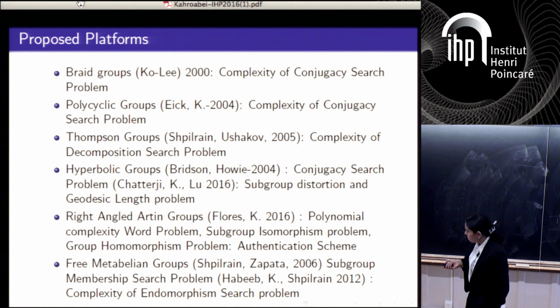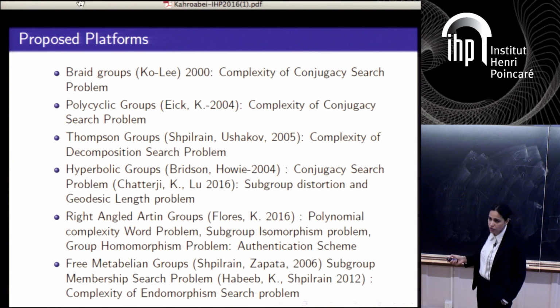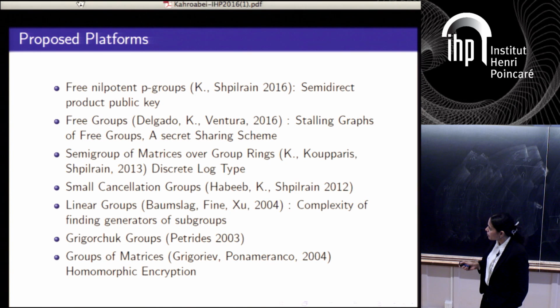I just want you to see what groups are proposed. I don't think I can cover everything, but I will tell you about the right-angled Artin groups, which I think are very interesting. I actually saw several talks about graph theory, and group theory could give some solutions from a group-theoretic aspect. I will also tell you in this talk about free nilpotent p-groups. It's joint work with Vladimir Shpilrain, and we propose a semi-direct product public key. And with my Catalan co-authors, Jordi Delgado and Enric Ventura, we propose free groups for a secret sharing scheme.